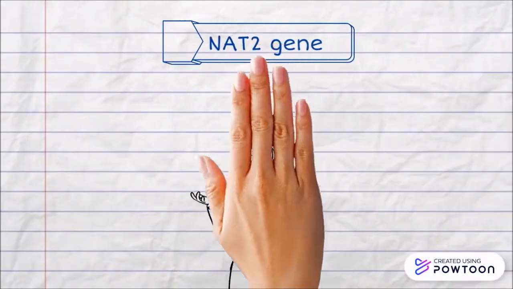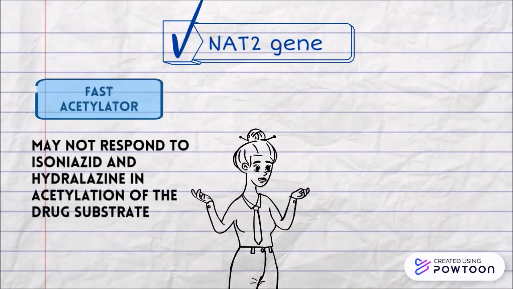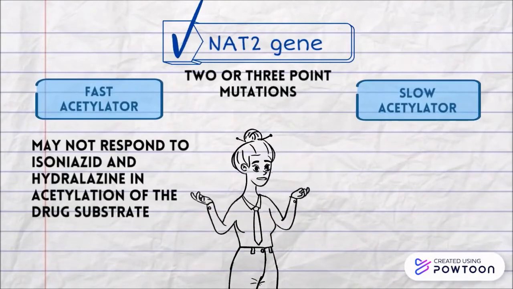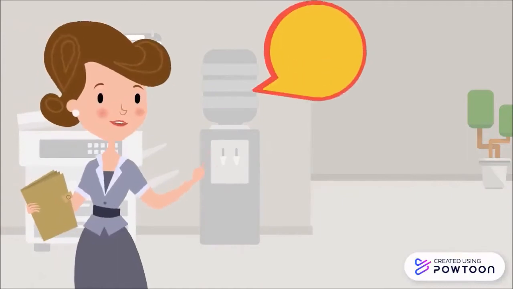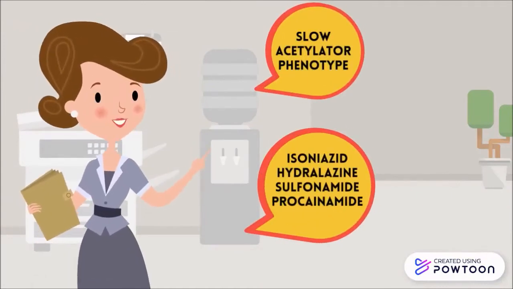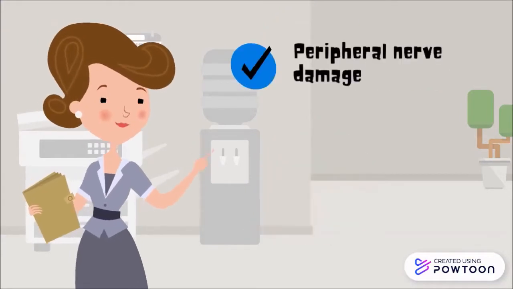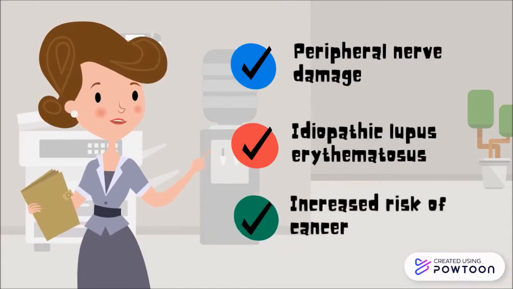The NAT2 gene is responsible for the fast acetylator phenotype. When 2 or 3 point mutations occur, it results in the slow acetylator phenotype. When someone has a slow acetylator phenotype and ingests these drugs, it will increase the risk of getting peripheral nerve damage, idiopathic lupus erythematosus, and increase the risk of getting cancer.